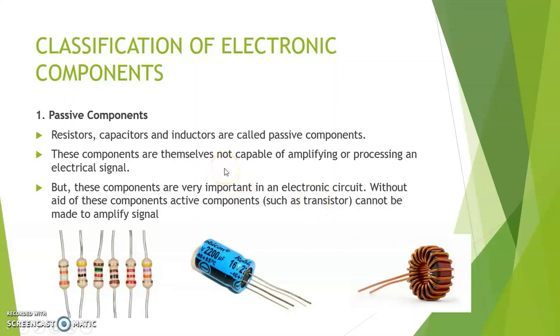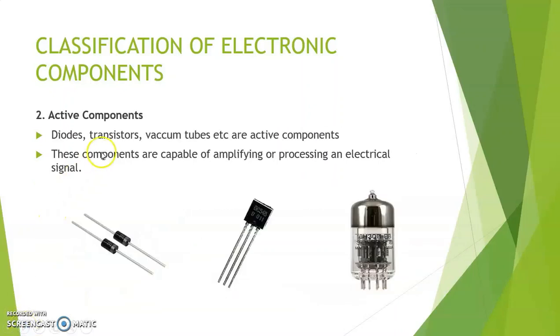These components don't have the capability to amplify or process any signal, but they actually help in that particular process. So they only help the active components. Active components have the capability to amplify or process any electrical signal, and the examples are diodes, transistors and vacuum tubes. Vacuum tubes were used in the olden days prior to transistors in order to amplify signals.